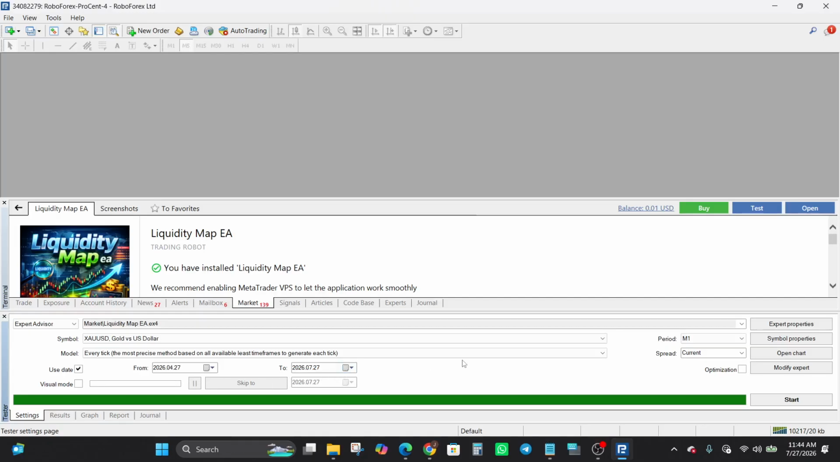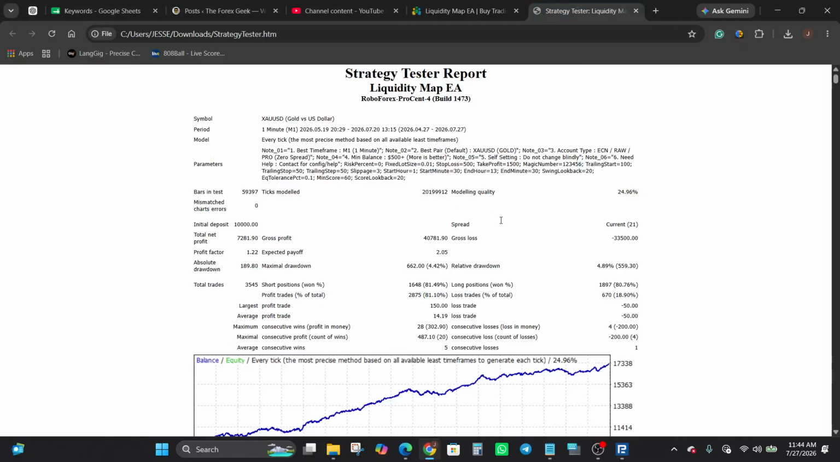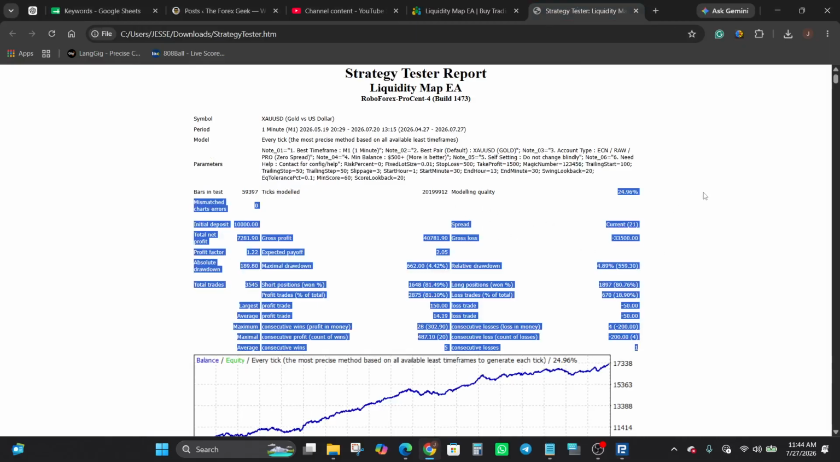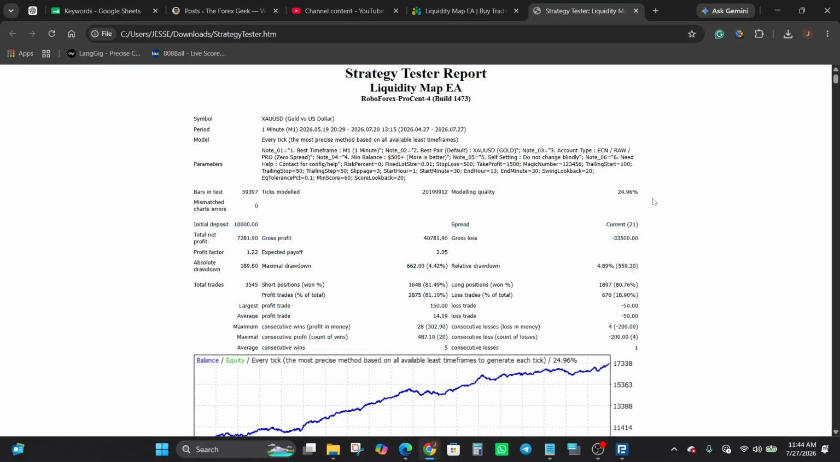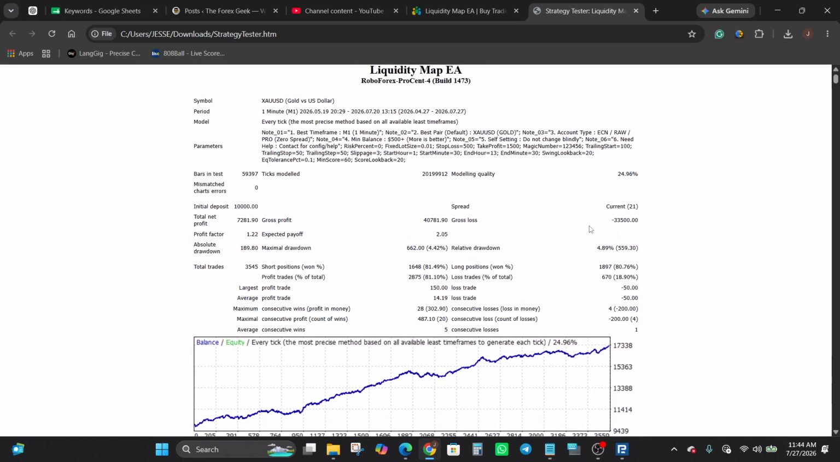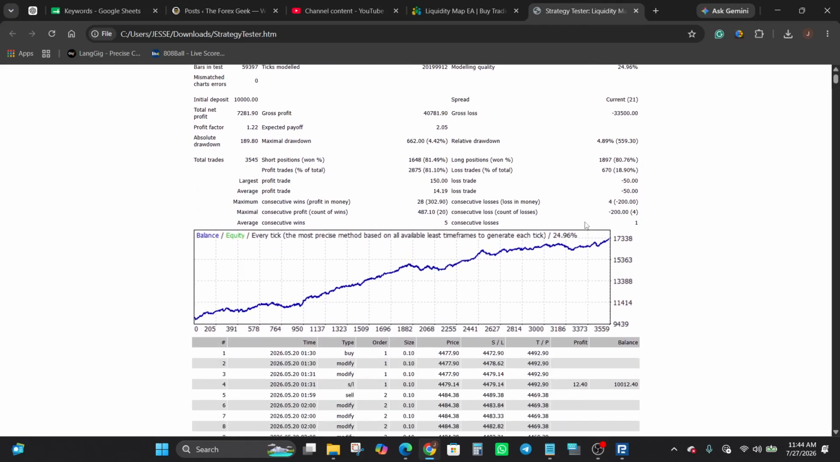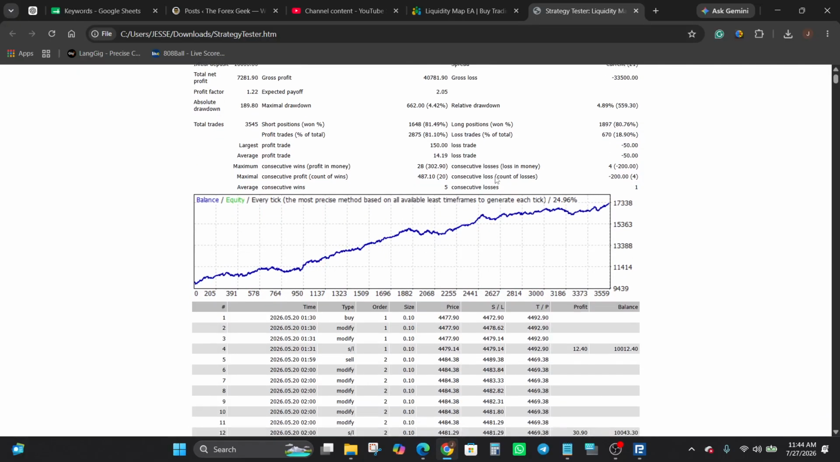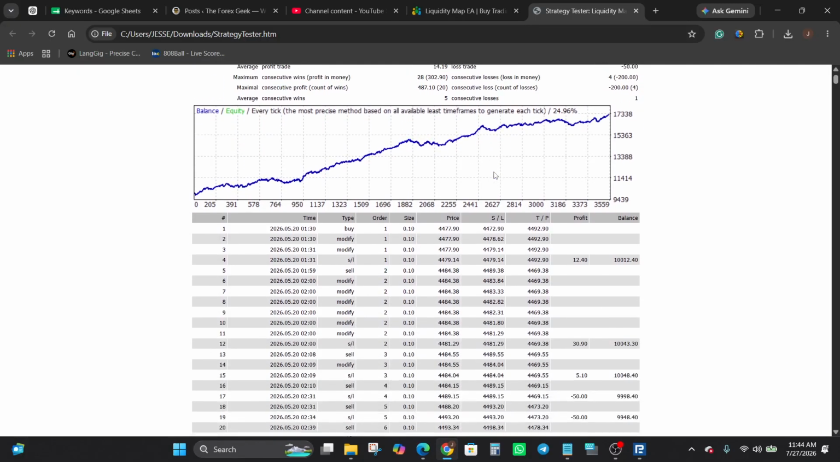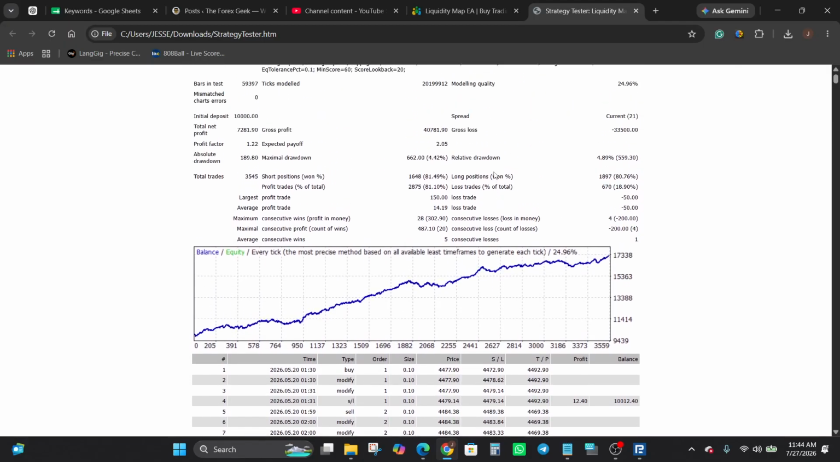So the modeling quality for this particular test came out to just under 25%, which is genuinely low. You can see the modeling quality here. It's genuinely low, meaning a large portion of the price data behind this test was approximated rather than reconstructed from real tick level detail. So with that caveat in mind, here is what the test showed.